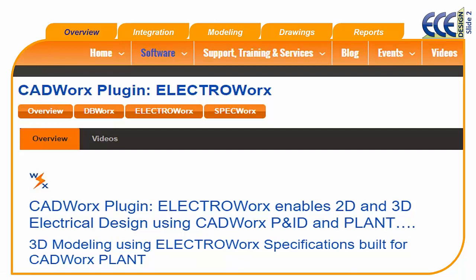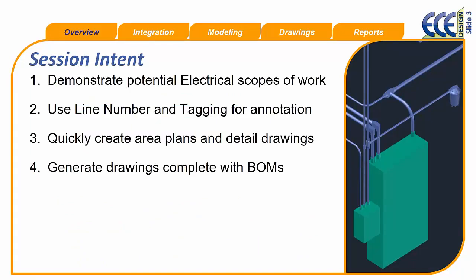You'll find a little bit of information about ELECTROWorx on our website. Just browse out to our website, go under software, and then you'll look under ELECTROWorx. But ELECTROWorx has 2D content and 3D content now to handle a wide variety of project tasks. Today we're just going to focus on the 3D side of things and then move into using it for junction boxes, routing conduit, but we're going to leverage all the CADWorx capabilities of line numbering and tagging so we get annotation to come out on drawings at the end.